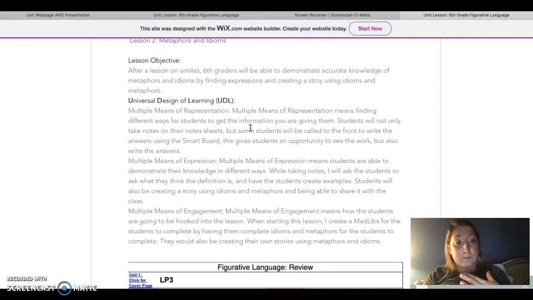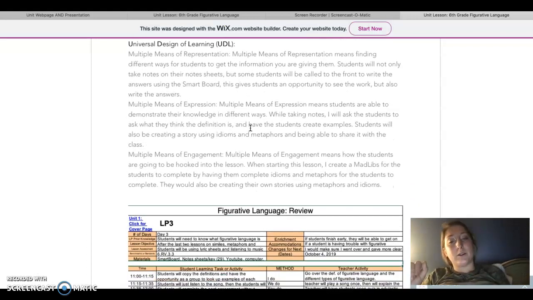For multiple means of expression, students are able to demonstrate their knowledge in different ways by taking notes. They can create examples again like we did with similes, but in this lesson they're creating a story using idioms and metaphors. Not only is this fun for the students, but it gives them an opportunity to express what they know individually, and then they could come up and share their stories if they wanted.